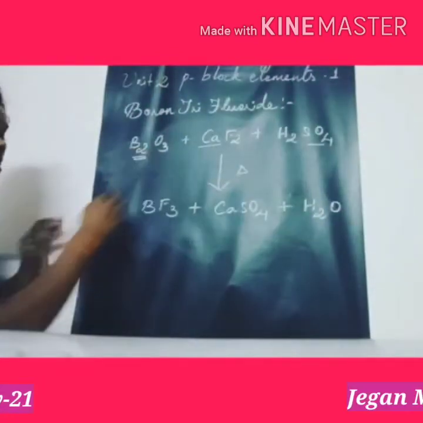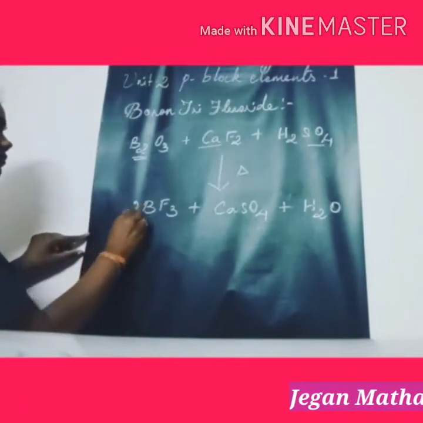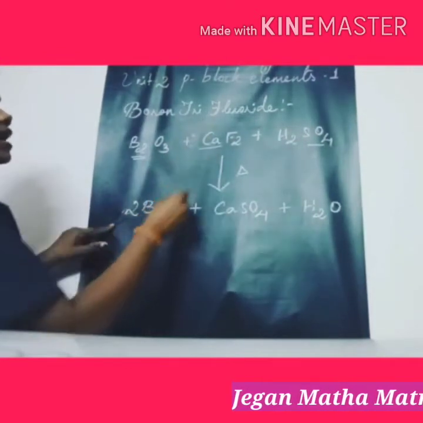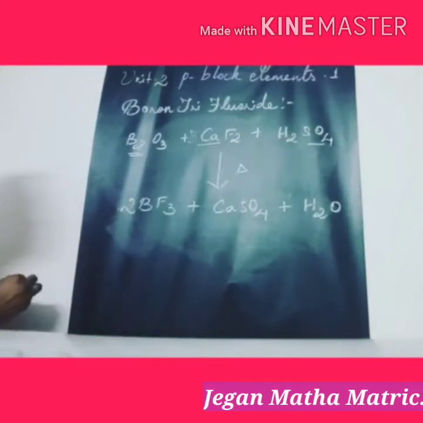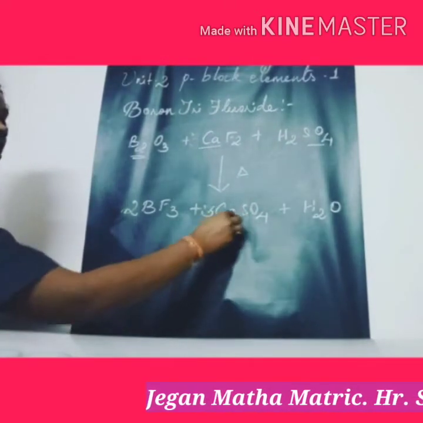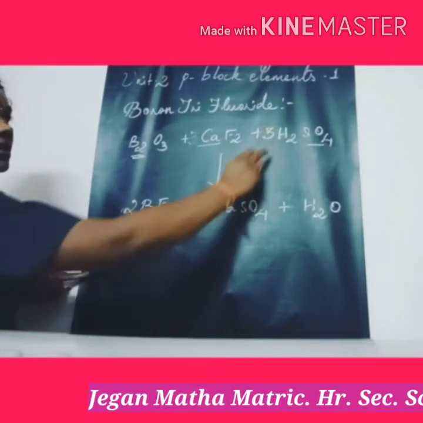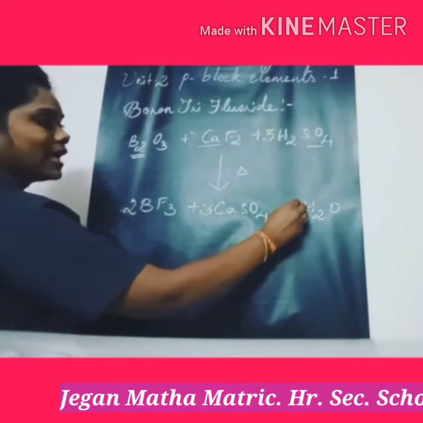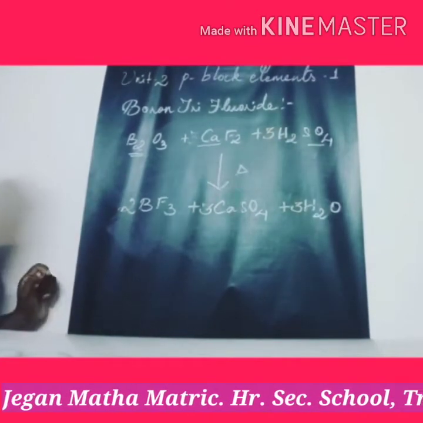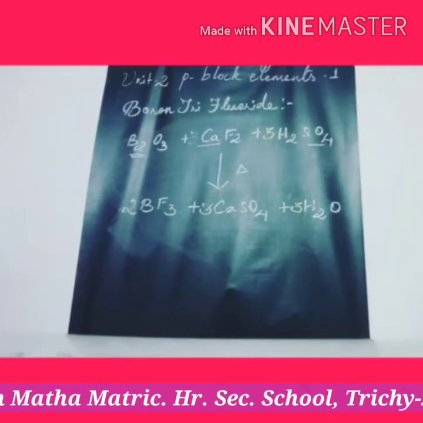Here boron 2 times, so here boron 2 times. Fluorine: 3 twos are 6, here only 2 times, so 3 times. Then calcium here 3 times, here only 1 time, so 3 times of calcium. Then sulfur here 3 times, here 1 time, so 3 times of sulfur. And then hydrogen here 3 twos are 6, here only 2 times, so 3 times of hydrogen. So the equation is balanced.